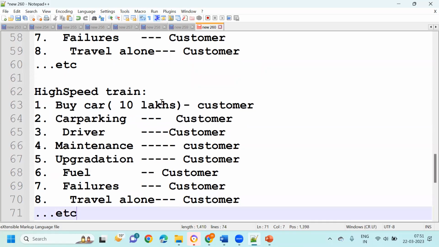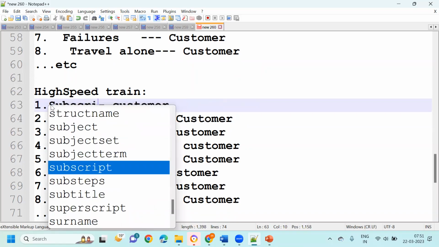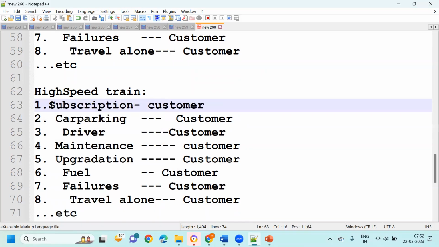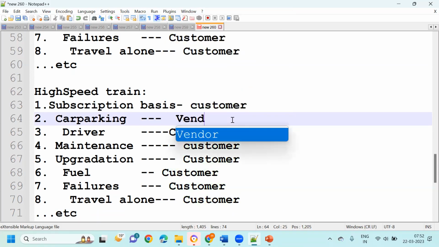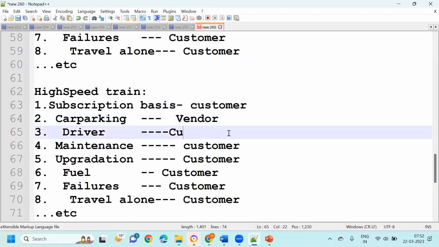Indirectly, it is called the cloud. No need to buy a car; it is just a subscription basis. As a customer, you need to subscribe. Who is going to take care of the remaining part? Vendor. Correct? Remaining everything will be taken care of by the vendor itself, like the central government.